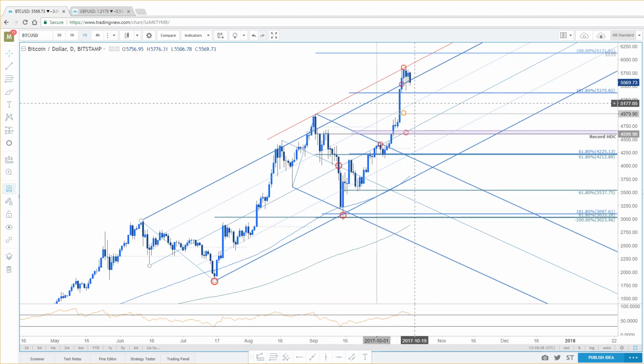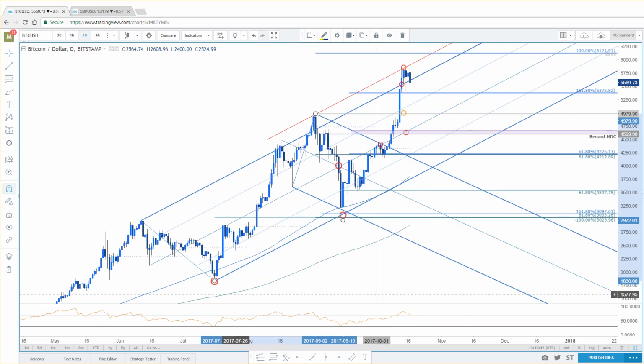So we could get a pullback from here. I did find a new measured move here at the 100% extension from the advance off basically that July low. It gives you 61.21 on a top side breach. I don't think you get that right here. In fact, for me, I'm looking for today's close with great interest.